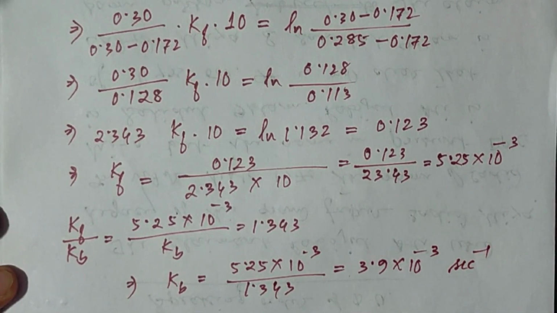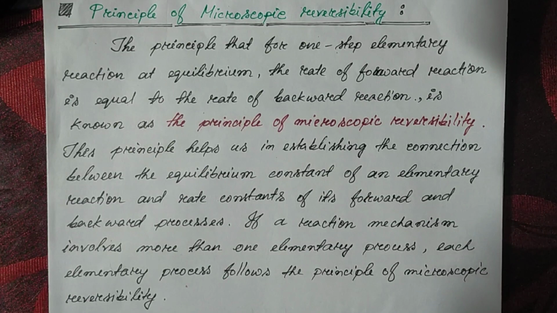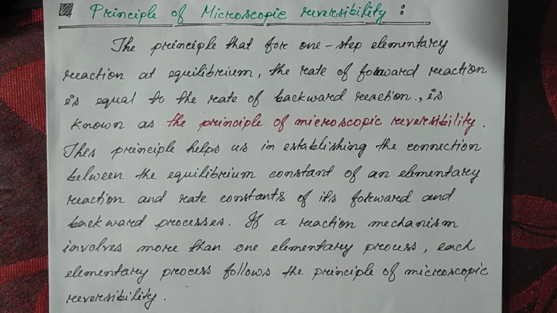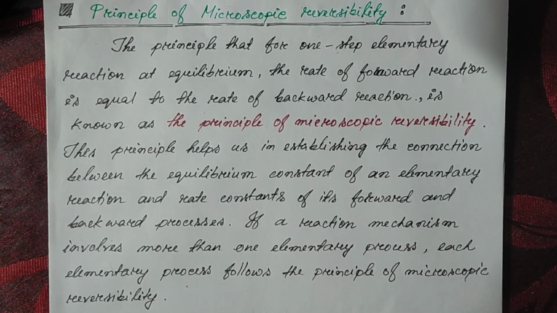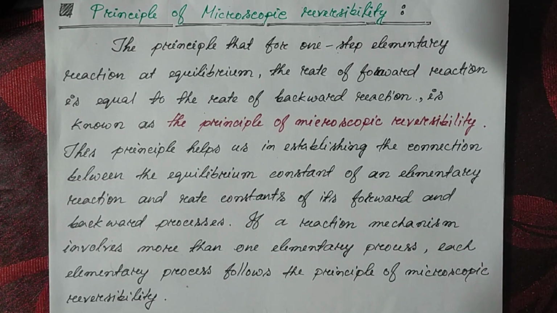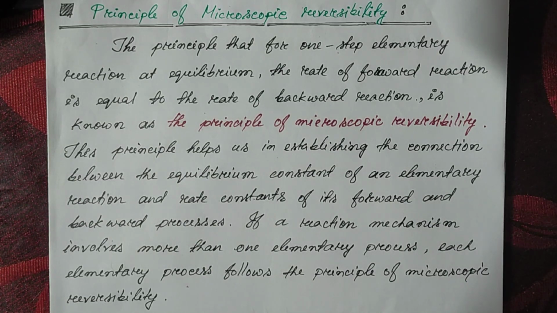second inverse. Okay, let's discuss the principle of microscopic reversibility. This principle says that in a reversible reaction, the rate of the forward direction and the backward direction are equal when it is in equilibrium. So the principle that for a one step elementary reaction at equilibrium, the rate of forward reaction is equal to the rate of backward reaction is known as the principle of microscopic reversibility. This principle helps us in establishing the connection between the equilibrium constant of an elementary reaction and the rate constants of its forward and backward direction.